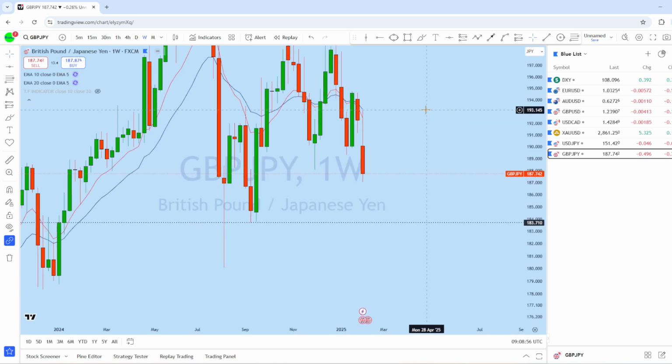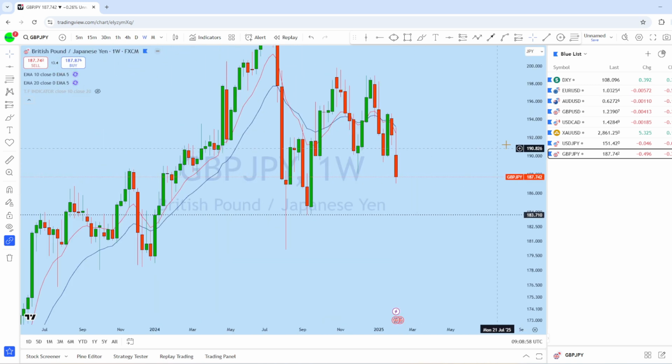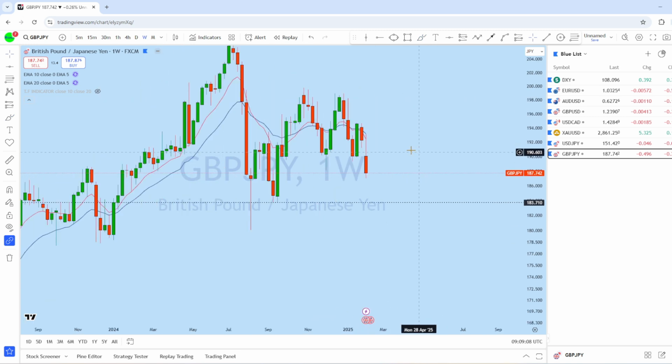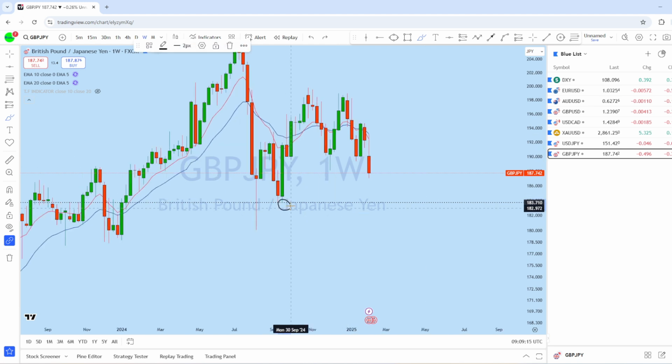Now looking at the weekly chart on GBP JPY, from the weekly perspective there is a gap open. The market has formed a series of lower highs here, and with that formation on GJ, what we can expect after an initial pullback is for the price to come back down again to this support level. This is an important level of support, and this is also an important level of support here.